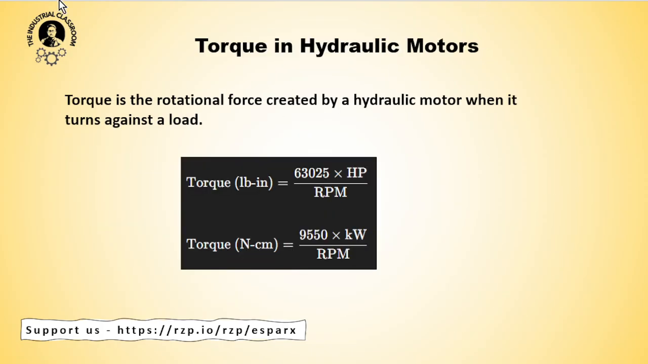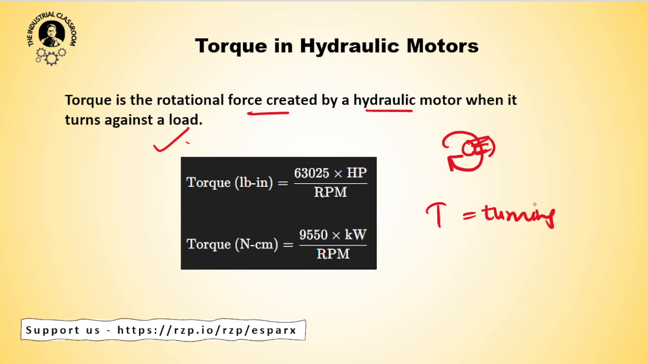Next, torque in a hydraulic motor. Torque is the rotational force created by a hydraulic motor. So this is the motor and this is the torque, where it turns against a load. So torque is nothing but the turning effect, the rotational force that is being provided by the hydraulic motor. Torque in pound per inch and newton per centimeter; these are the formulas provided.